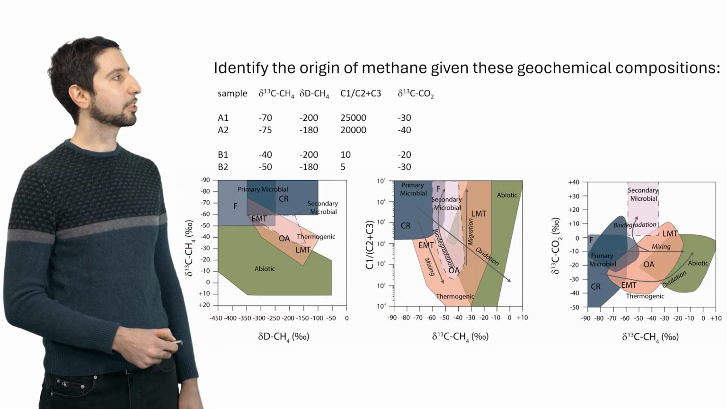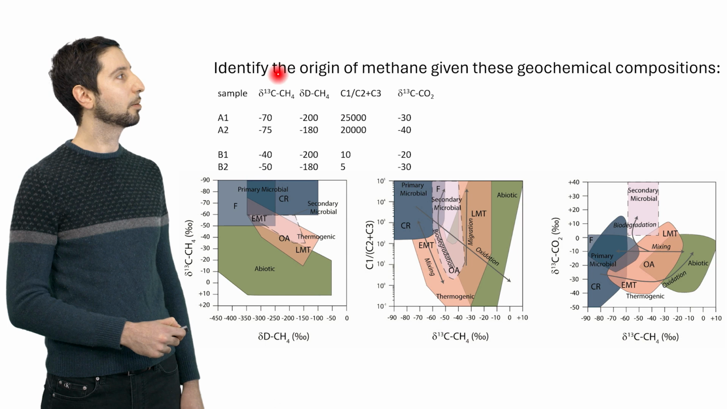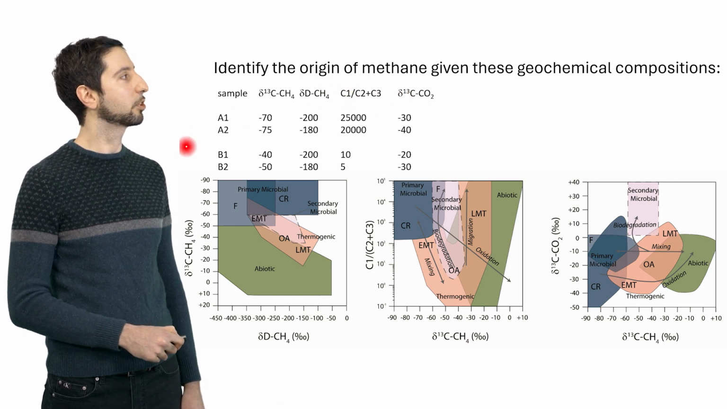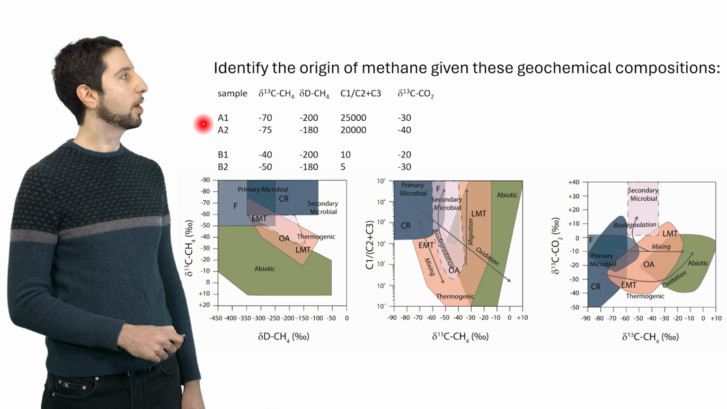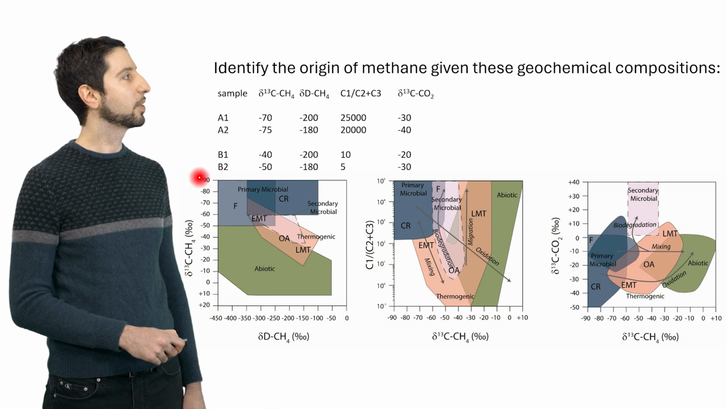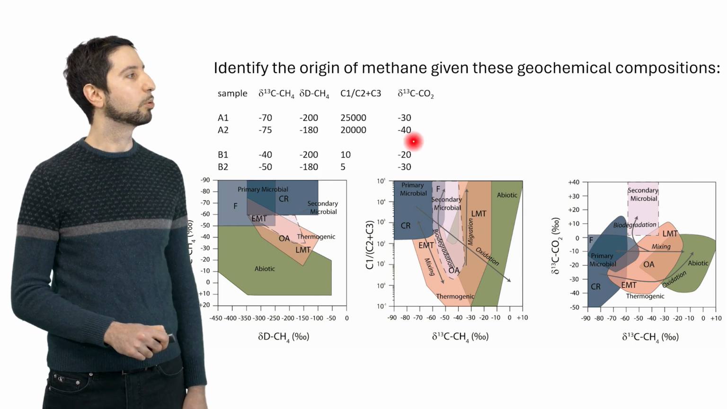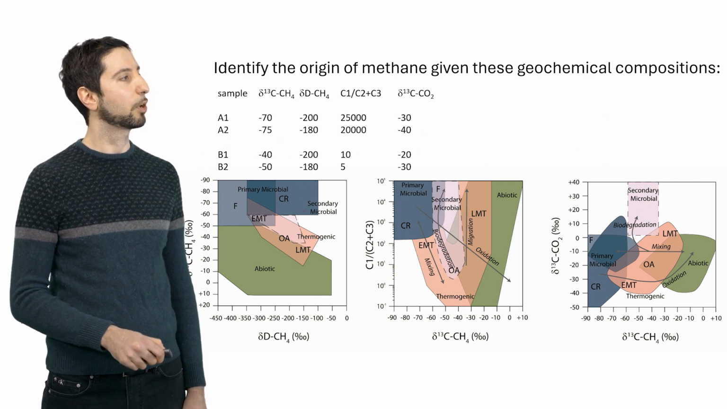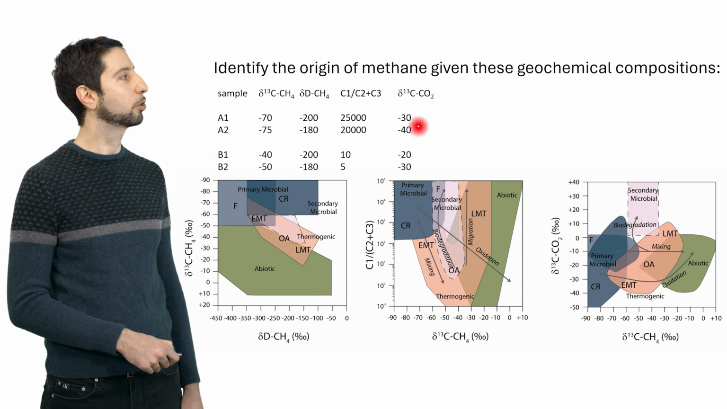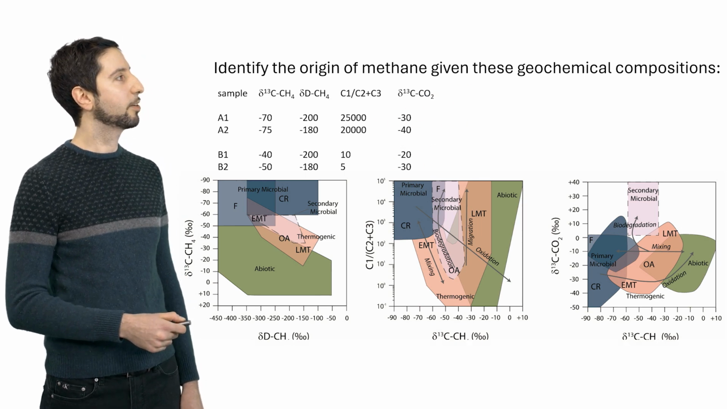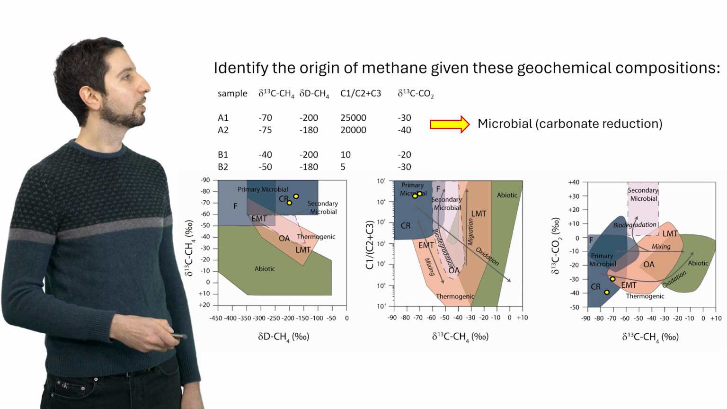So the dataset included the isotopic and molecular geochemistry of gases. You had two different areas and two gas samples for each area. And I also gave you three gas plots that you can use to plot your data. So let's start with area A.